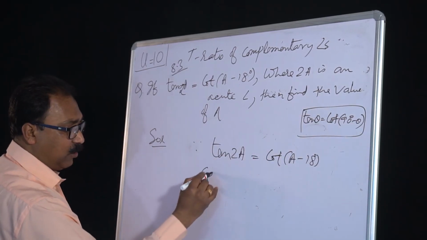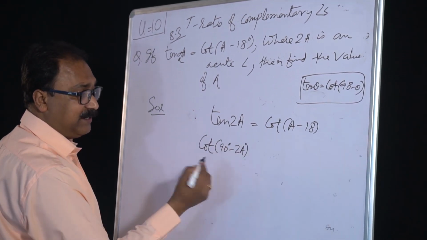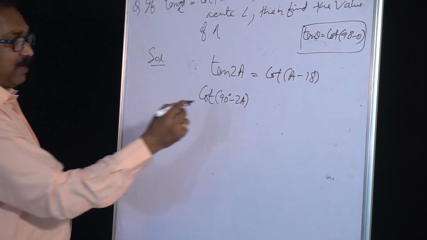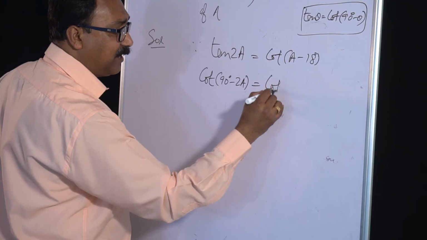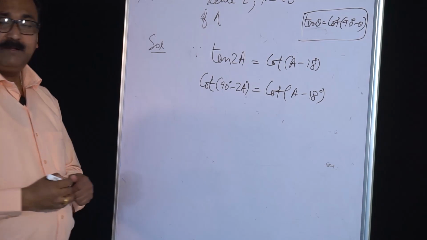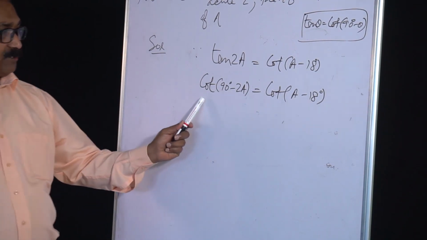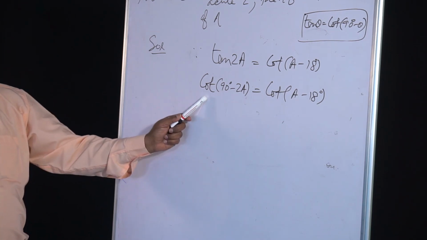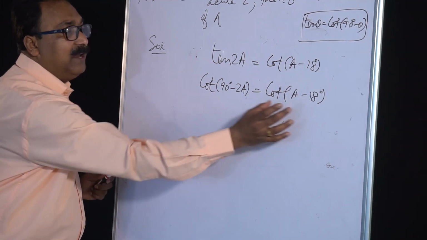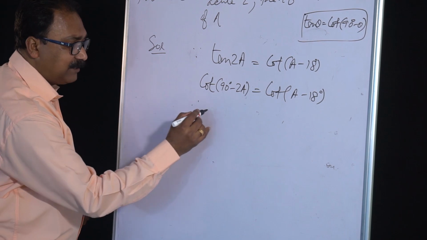So write here cot of 90 degrees minus 2A, because we are not adjusting, since we don't know the value of angle A, we directly apply the formula. Clear? And what do you have on the right side? You have cot of A minus 18 degrees. Is it clear? So now what is happening here? Both sides we have cot. When we have cot on both sides, that means same trigonometric function, so the angles must be equal. Clear?